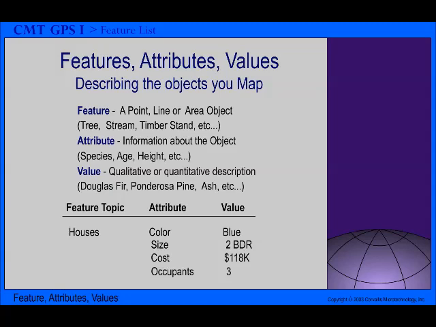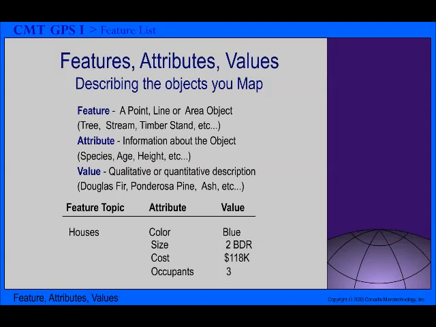The categories of descriptions for a feature are known as attributes. Attributes are like questions that you ask about the feature. For example, the attributes of the house's feature topic may be color, size, cost, and occupants. The answers to the questions posed by the attributes are called values. An appropriate value for the color attribute may be blue. This table illustrates the relationship between features, attributes, and values. When the same type of data is collected for each house that is mapped, a database is created for the house's feature topic.